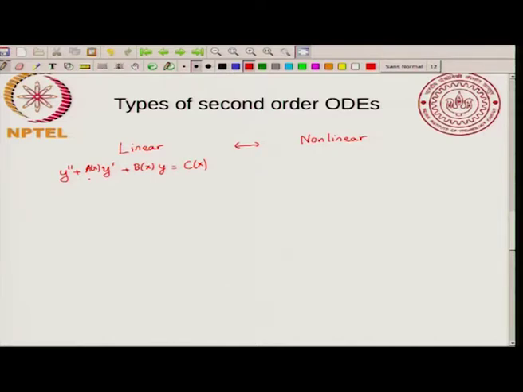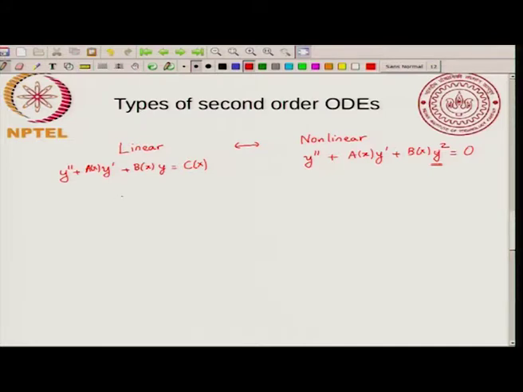It's homogeneous if c of x is 0. A nonlinear equation, there could be many ways an equation could be nonlinear, but the simplest way I would say is if you have a of x y prime plus, let us say, b of x y square equal to 0. Now, clearly this is a non-linear equation because you have y square. So, the y square term is a non-linear term.